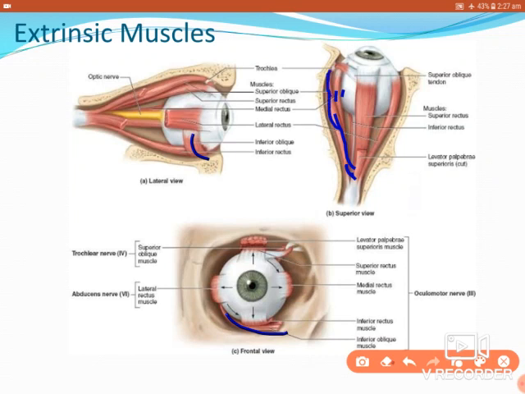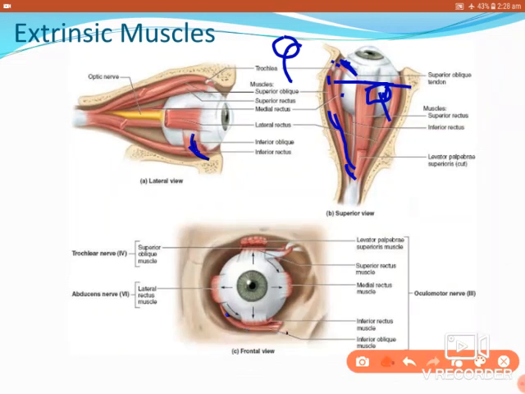Then at the level of the anterior aspect of this orbit, there is a fibrocartilaginous pulley. You can see this is a fibrocartilaginous pulley which is attached to the trochlear fovea of the orbital surface of the frontal bone. Then it enters through that pulley, goes downwards and laterally, then attaches to the posterosuperior quadrant of the sclera behind the equator.